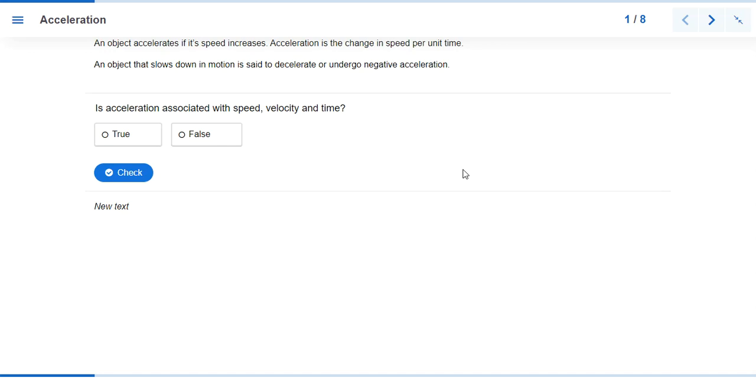Is acceleration associated with speed, velocity, and time? You know that speed is the distance traveled per unit time, and velocity is the displacement per unit time. So acceleration is a function of speed, velocity, and time. Let's check if it's true. Check.